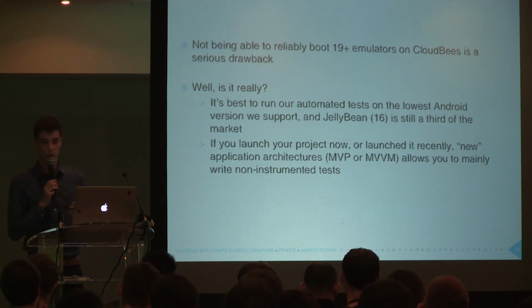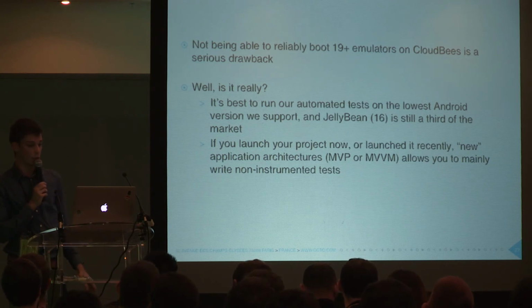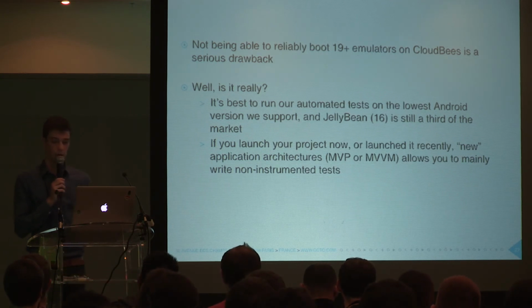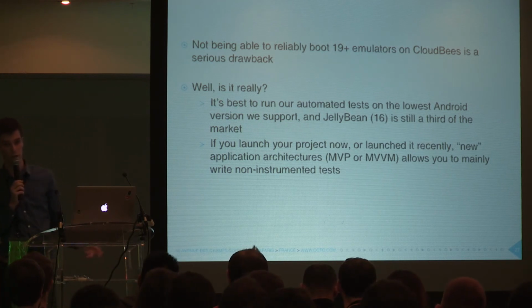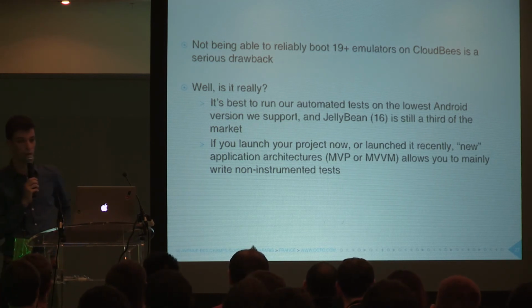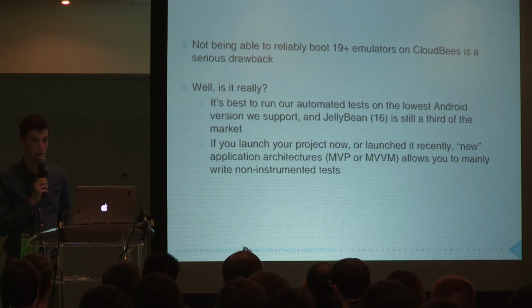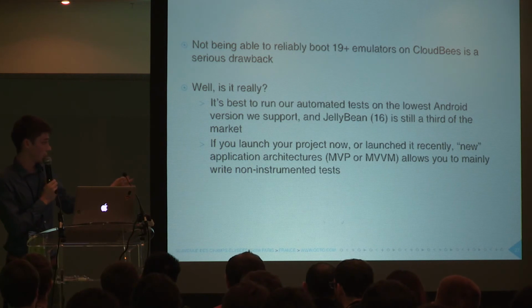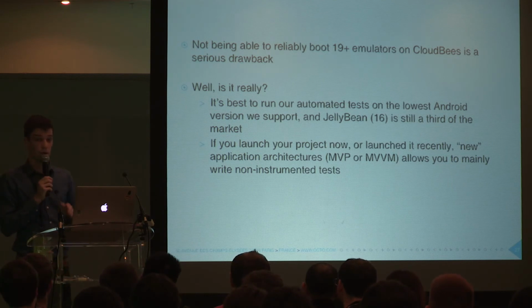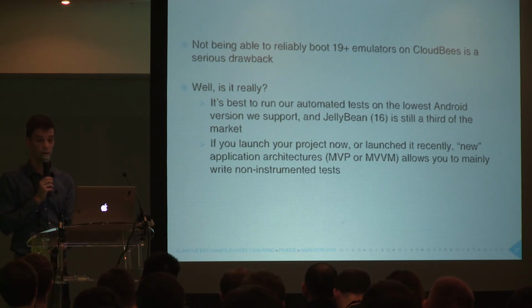If you launch your Android project now, or if you've launched it recently, there are a lot of talks about new Android architectures, new ways to architect our apps. I believe there's going to be a lot of those talks in the next days. If you use an MVP-like approach or an MVVM approach, you're going to decouple a lot the view, the controller, and your business logic, so you're going to be able to mainly write non-instrumented tests. So on our future projects, we are not going to need Android emulators as badly as we needed them in the past.